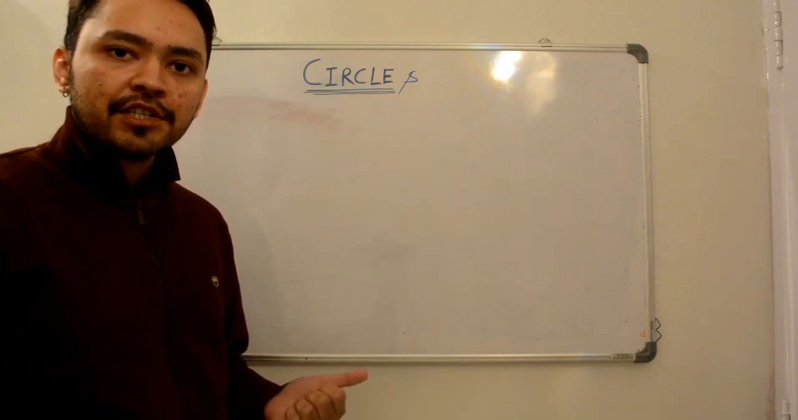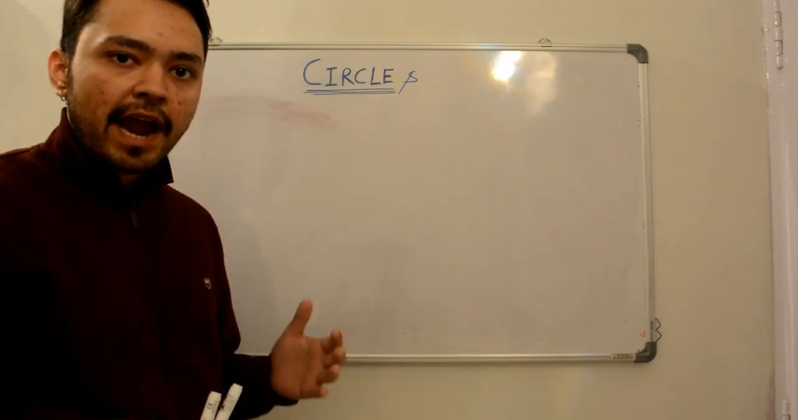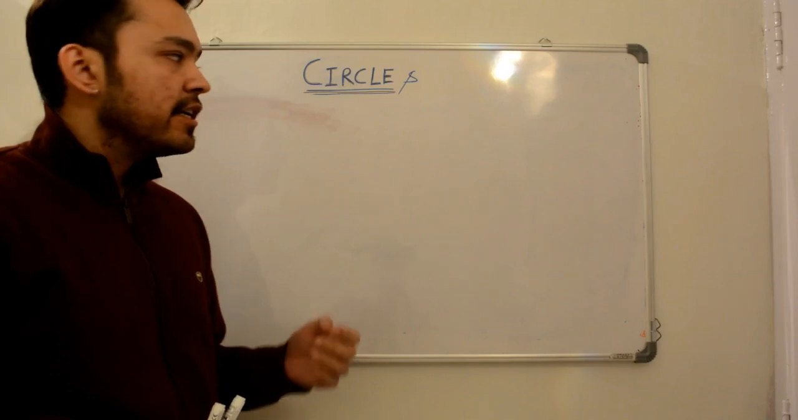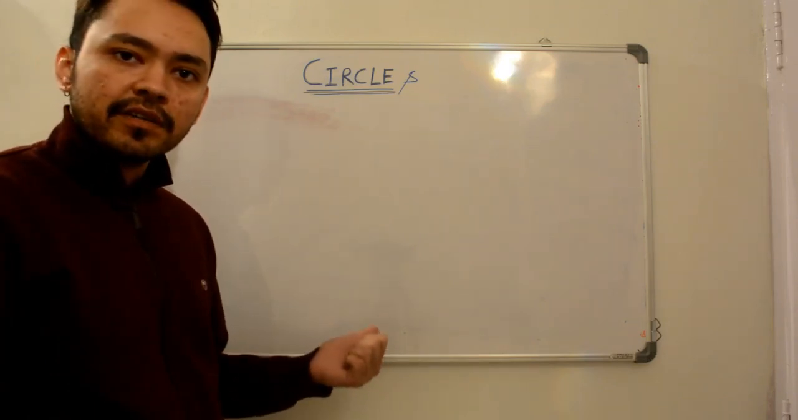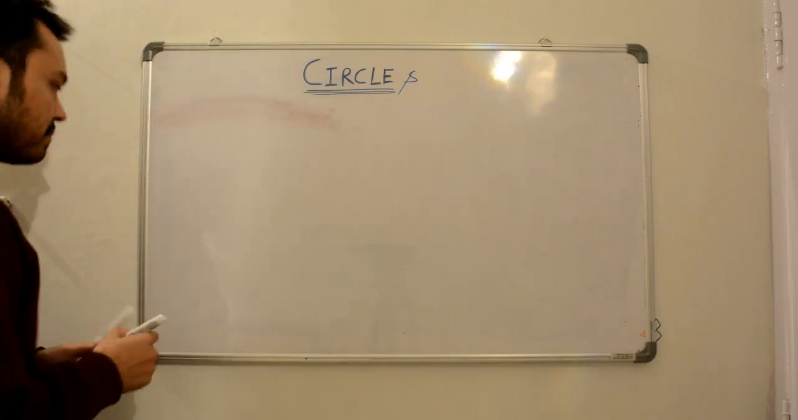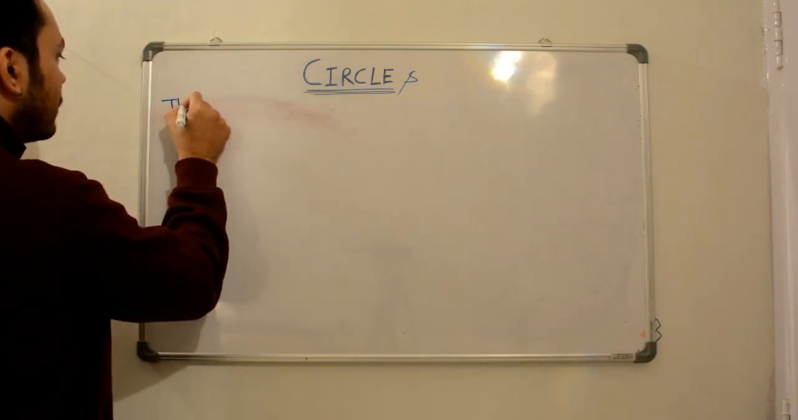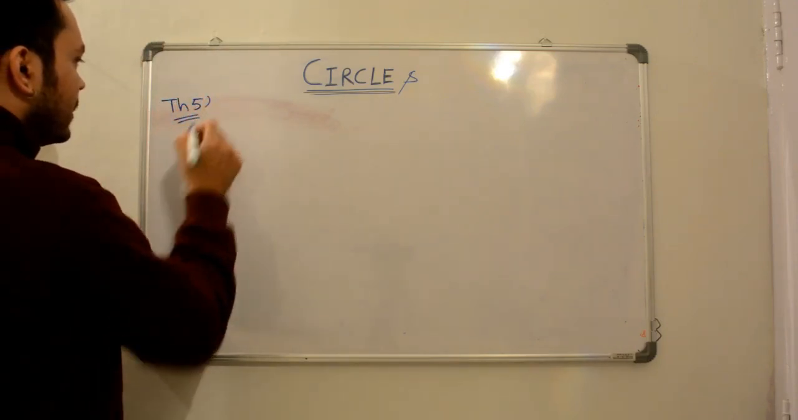In the previous video lecture, I covered some basic definitions and 4 theorems, right? So in this video lecture, I'll be covering the remaining part of the chapter on circles, right? So let's move on. First of all, we have theorem number 5, right?